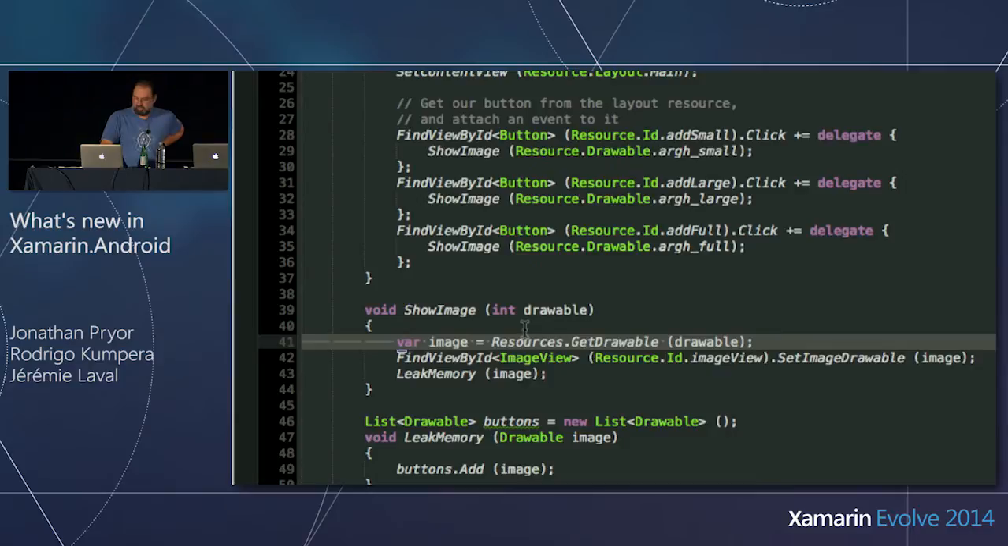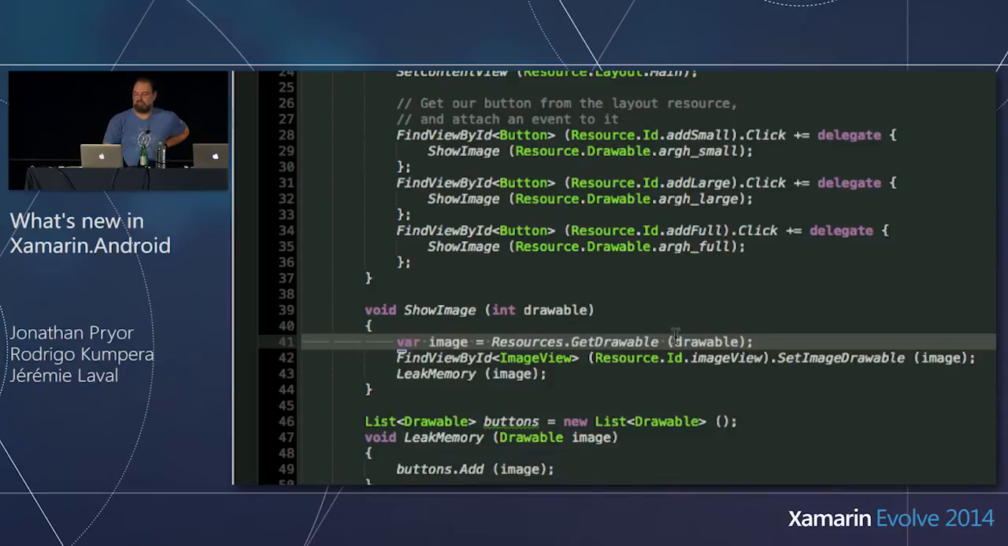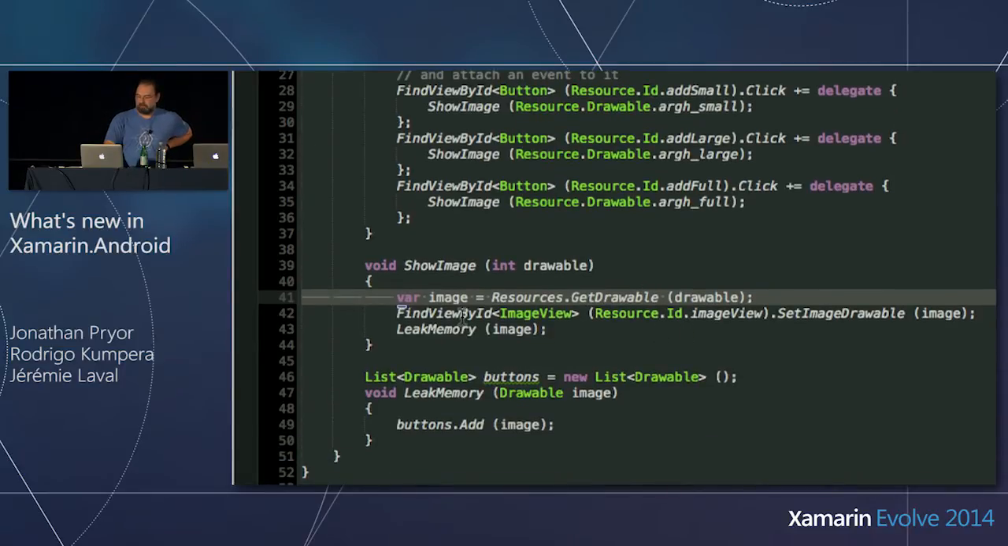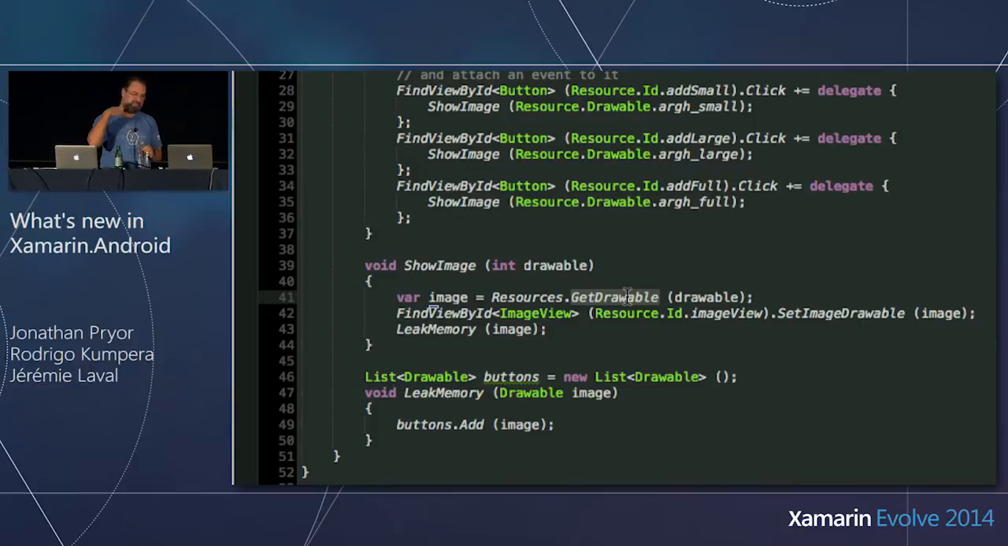So we call show image, which calls resources.GetDrawable. This allocates a Java side drawable instance for the specified resource ID. We show it on the screen, and then we call LeakMemory. Can you guess where this is going? What LeakMemory does is it adds it to a C# side list. This means the drawable that GetDrawable returned to us can't be collected by the GC because it's being referenced. It's a strong reference, so it can't be collected until this entire activity is destroyed, which in this app will never happen because it's the only activity until you exit it entirely.